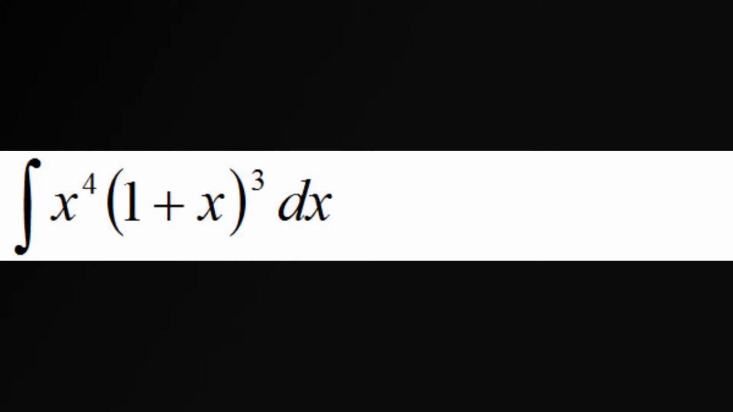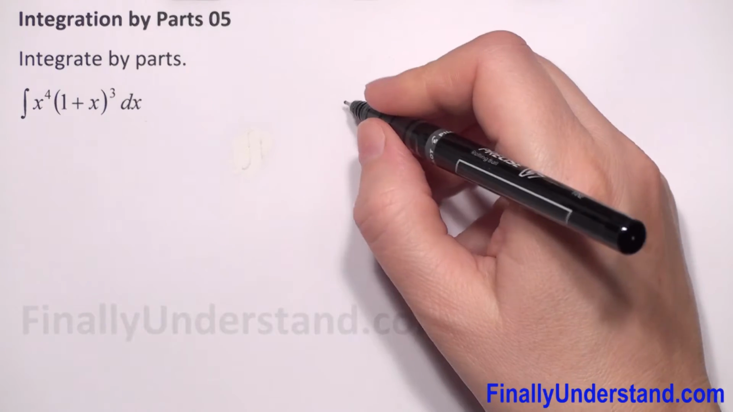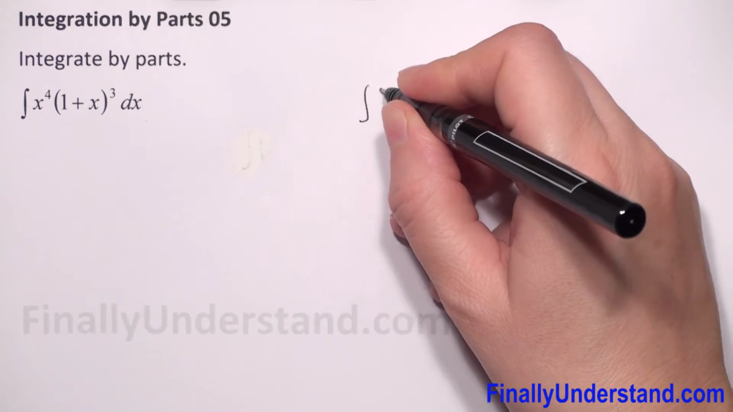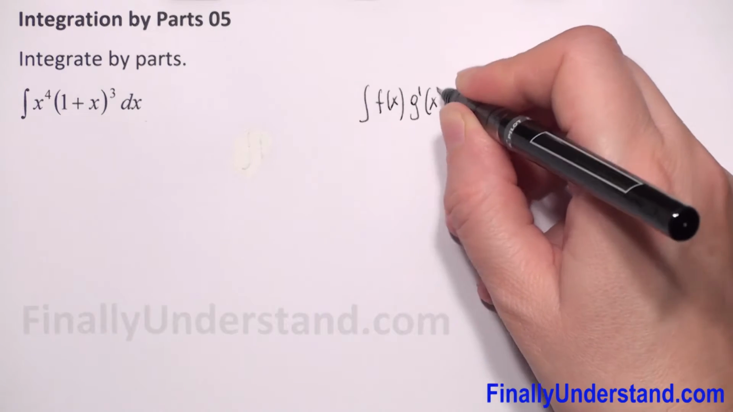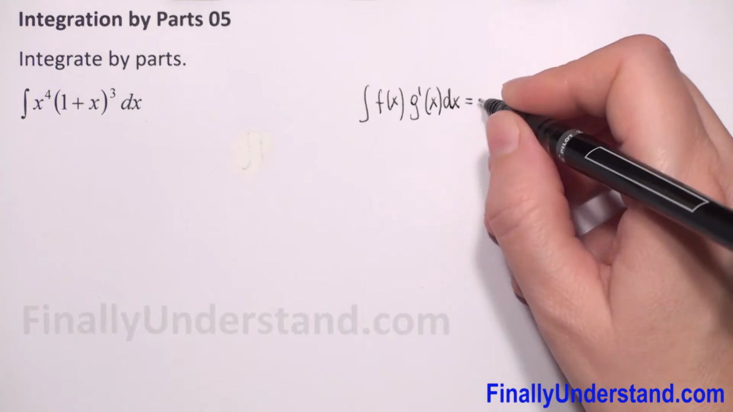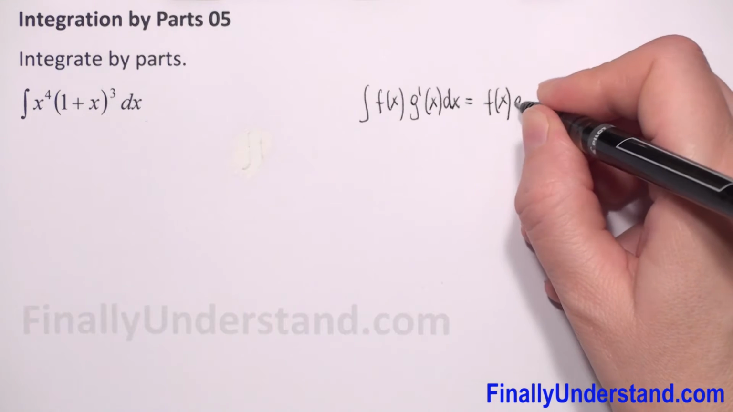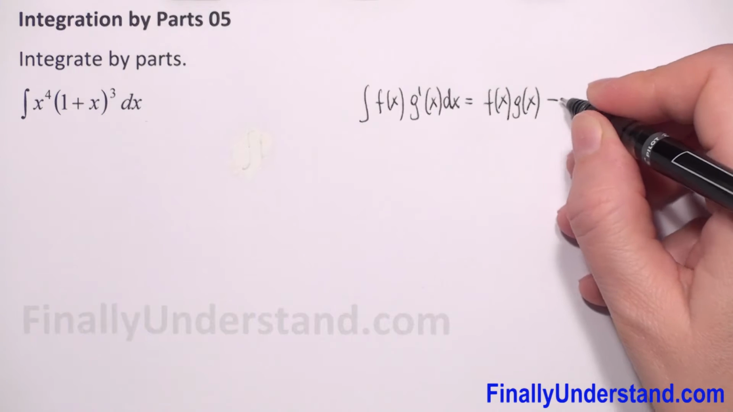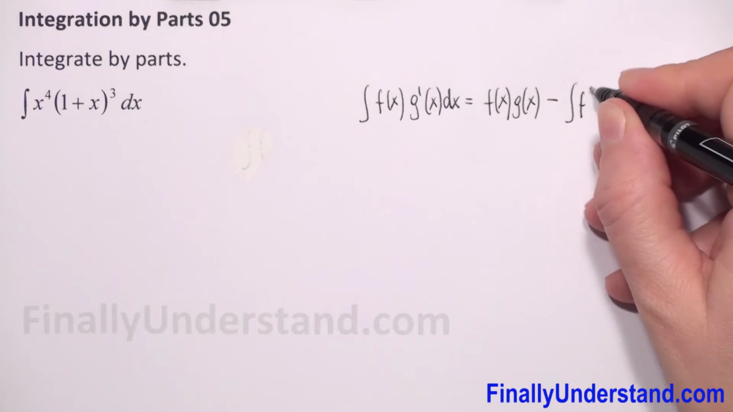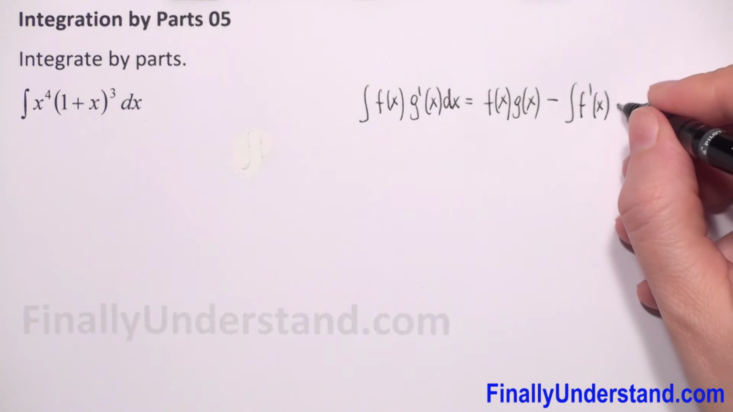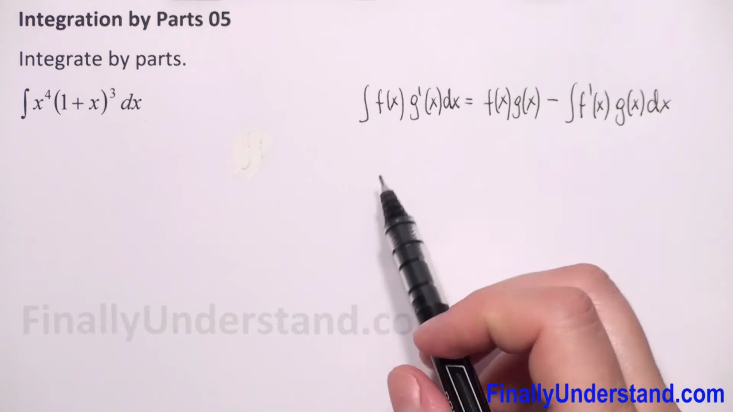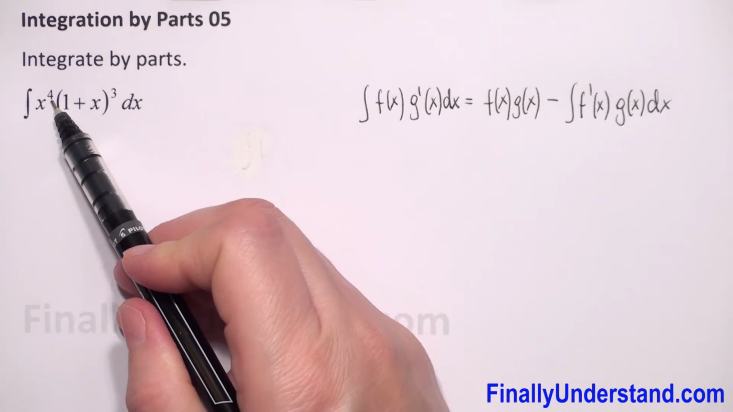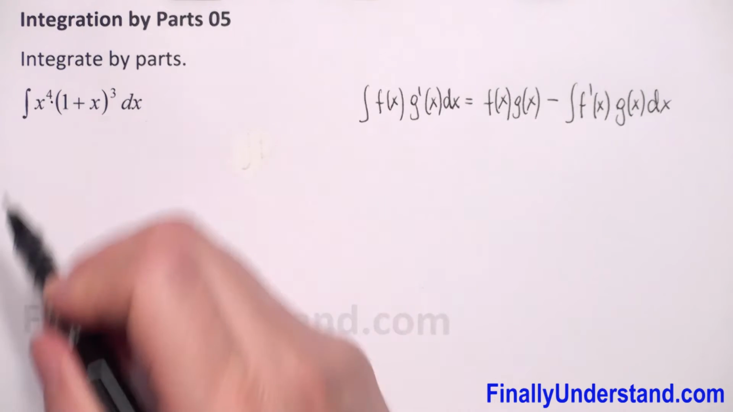First, let me remind you the formula for integration by parts. Let me write this in the right corner. The integral of f of x times g prime of x with respect to x is equal to f of x times g of x, minus the integral of f prime times g of x dx. We have a multiplication here, so we can use this formula.